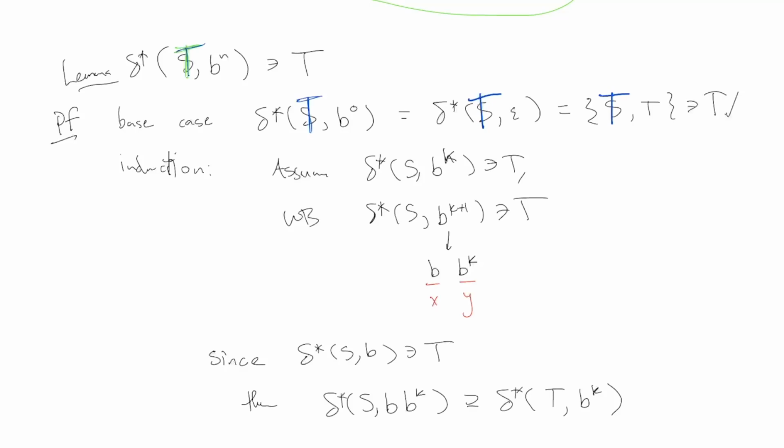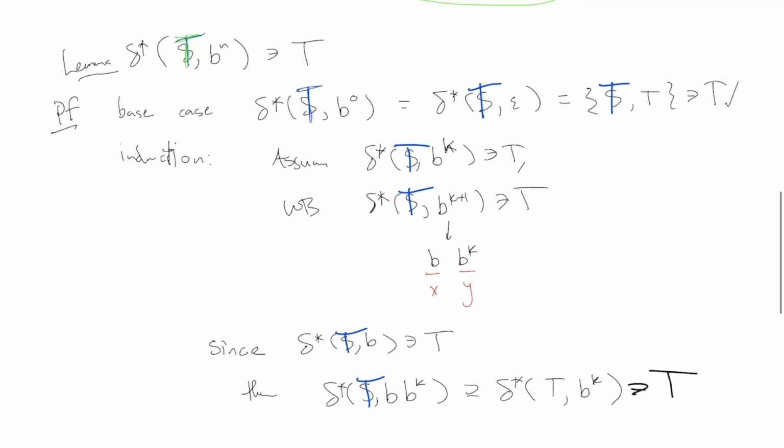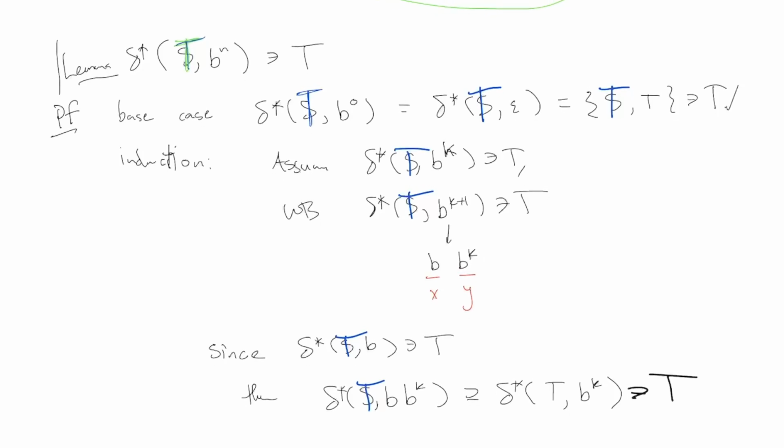Okay, now this is no longer very interesting. It's just T, all T's. Okay, now we can use the induction hypothesis, all right? It now says T and B to the K, which contains T. I'm all ticked up now, all right? So the lemma is proved.